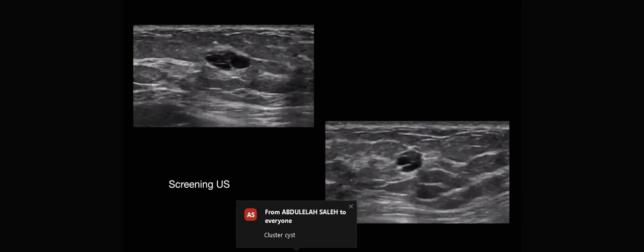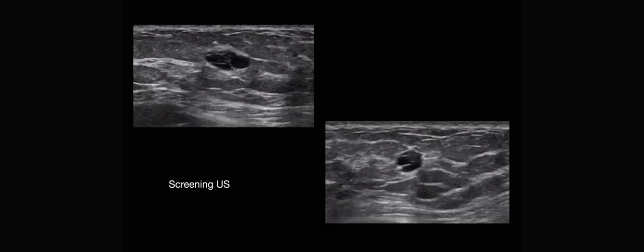Okay, it's not a complex cyst. It's multiple small cysts with septations between them that are extremely thin. All of these are thin septations. Sometimes when you are looking at one picture, it may give you a wrong impression that this is a thickened wall. But when you go through other views, you will see that they are all thin.